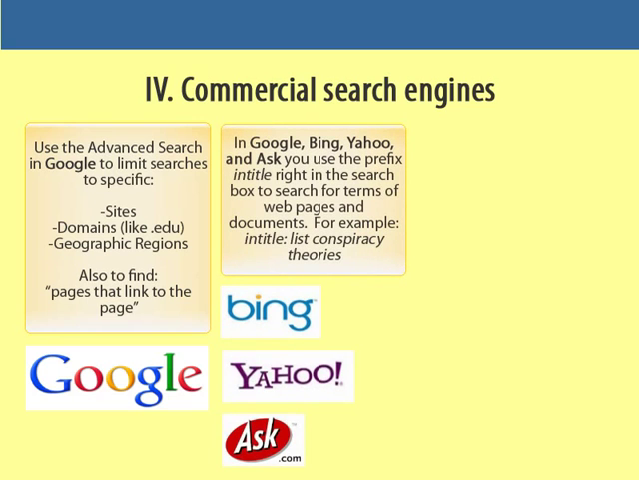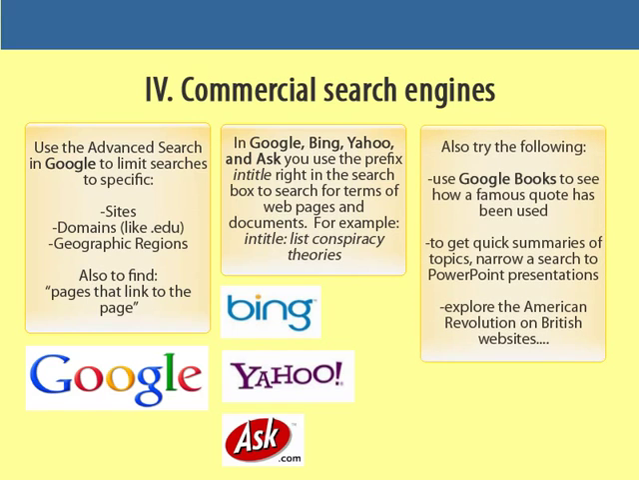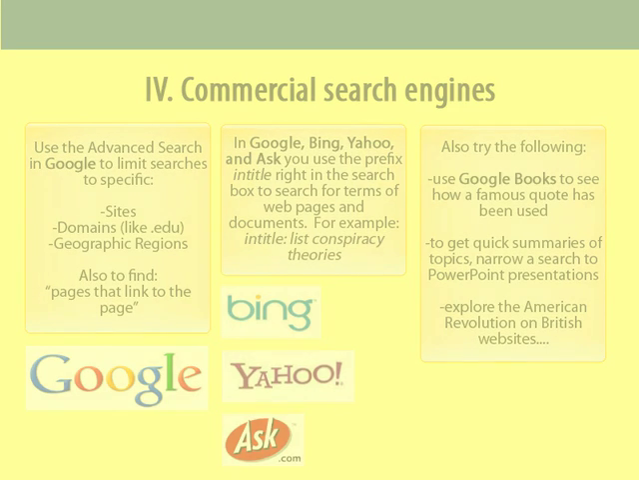In Google, Bing, Yahoo, and Ask, you can use the prefix "in title" right in the search box to search for terms in web pages and documents. For example, if you'd like a list of conspiracy theories real quick, try the following search. Also, try the following. Use Google Books to see how a famous quote has been used. To get quick summaries of topics, narrow a search to PowerPoint presentations. Or explore the American Revolution on British websites.